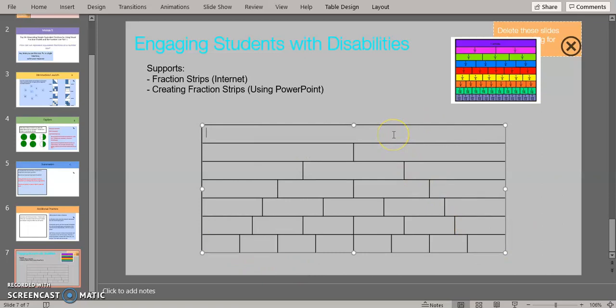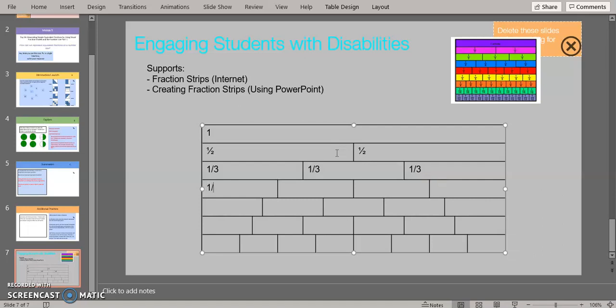Now we're going to name our fraction. So we're going to put 1 here, because this will be our 1 whole. We're also going to change this to 1/2. We're going to go to the next one, 1/2. Next, we're going to do 1/3. And we're just going to copy this and label it for all of them.